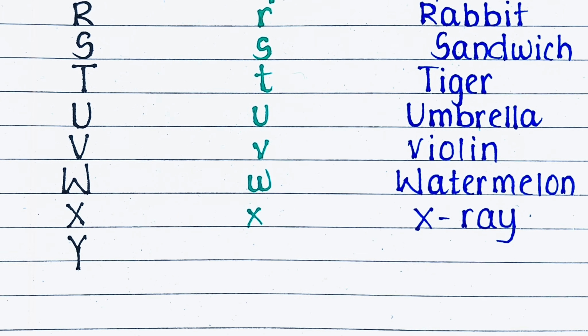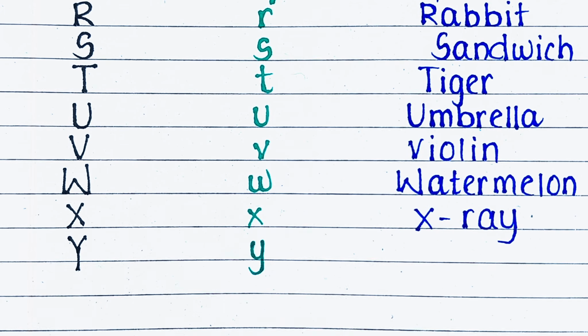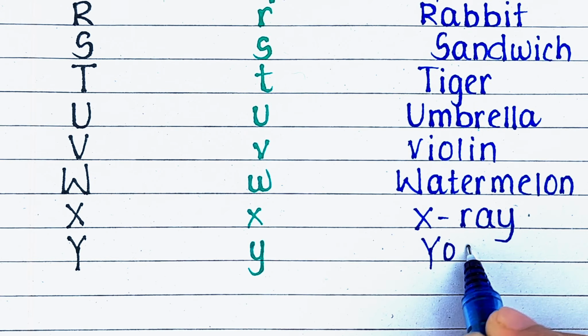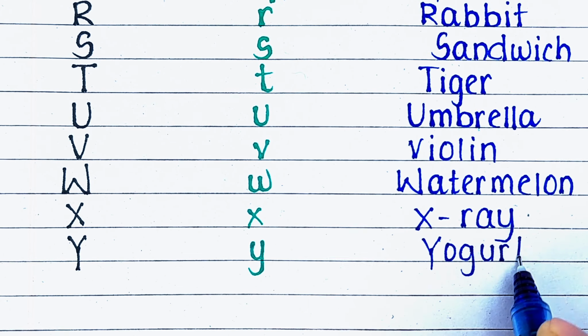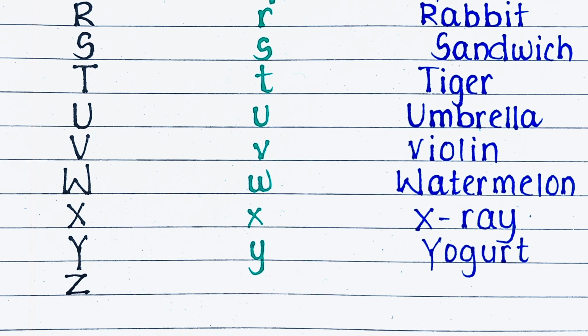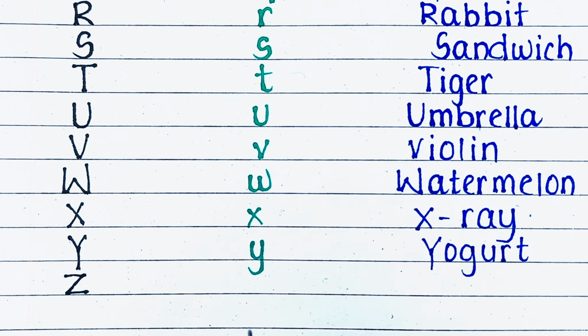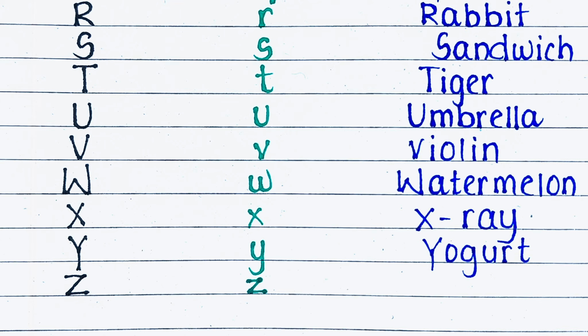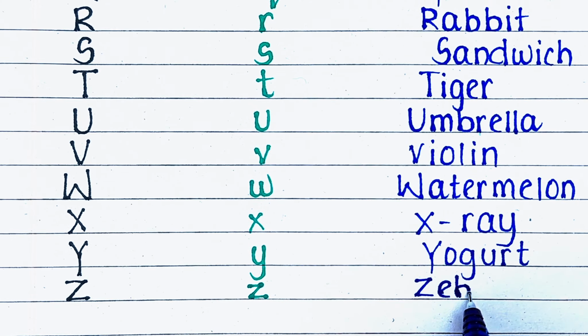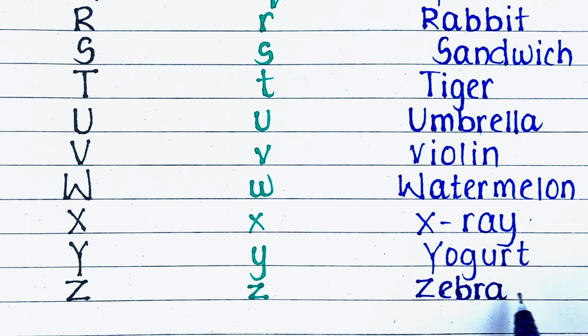X-ray. Next is alphabet Y, capital Y, small y, and the word is yogurt. Last one, alphabet Z. Capital Z, small z, and the word is zebra.